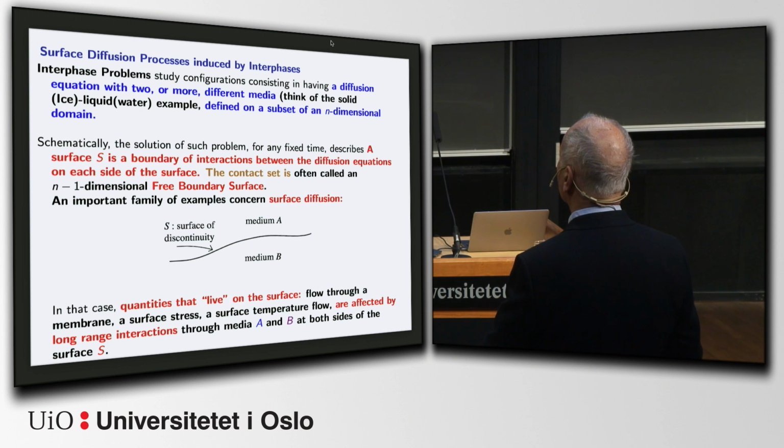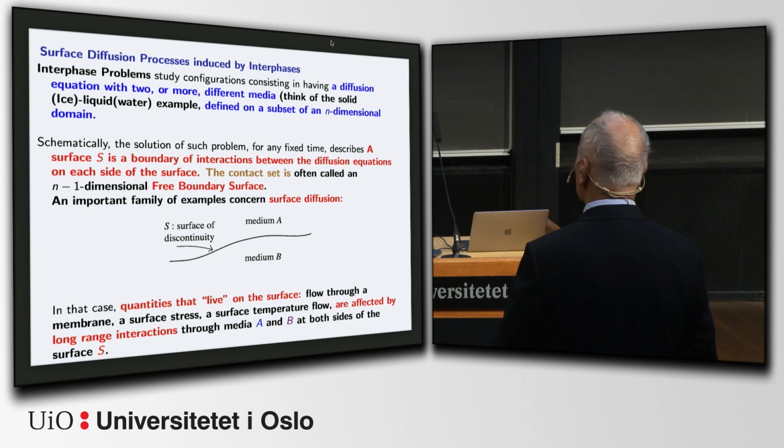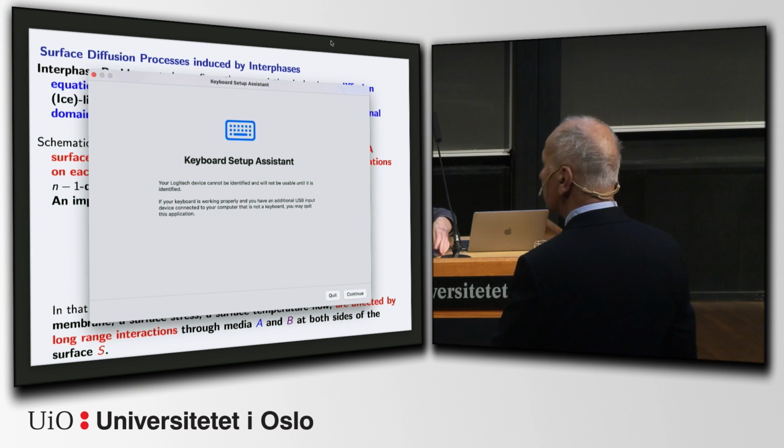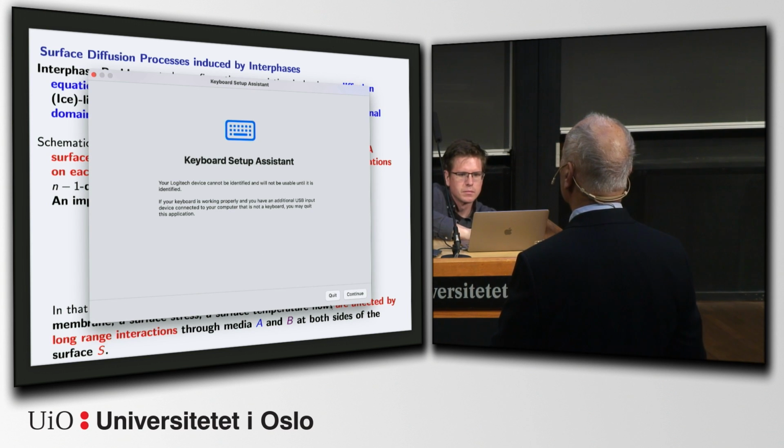So an important family of examples concerns surface diffusion. In other words, we have the separation, right, and then we want to see how that evolves. Okay, so in that case, quantities that live on the surface flow through a membrane. In other words, this has the membrane, and things flow through the membrane, affected by long-range interactions through media A and B at both sides of the surface S. In other words, okay, great.